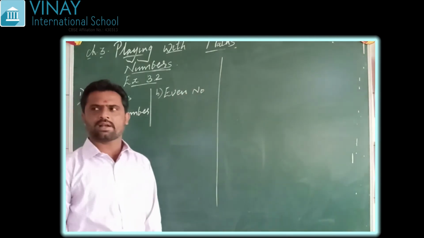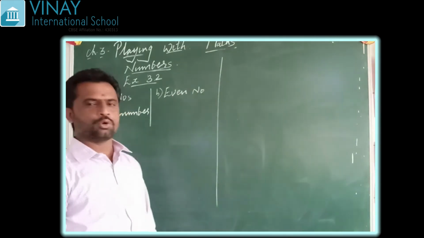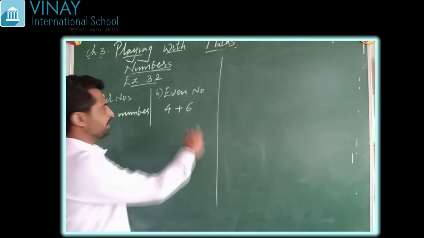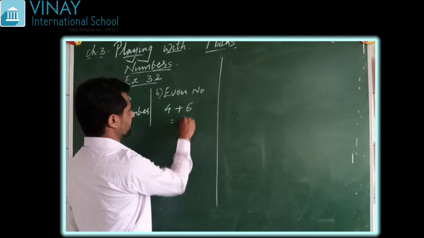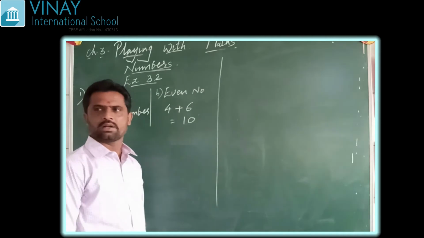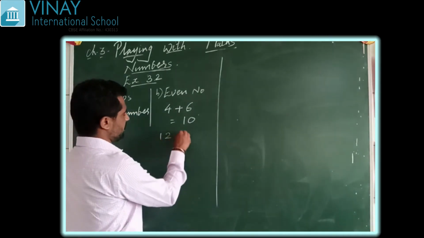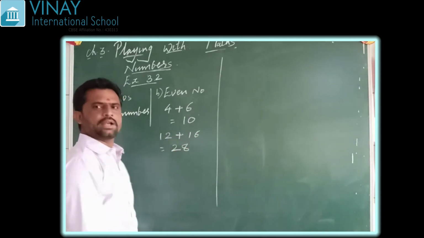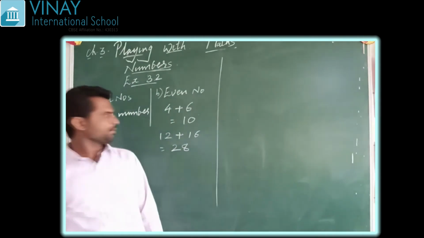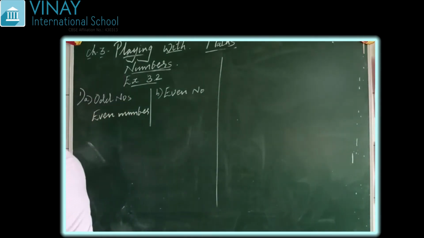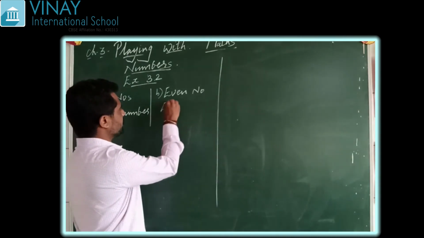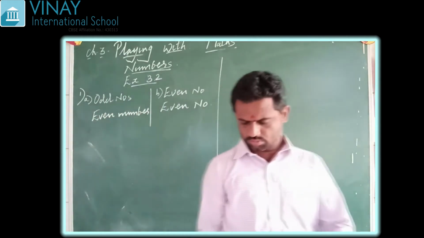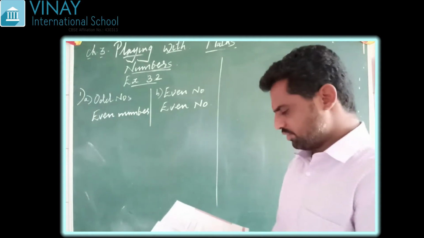Now, two even numbers. What will be the sum of two even numbers? Let us see. 4 plus 6. Here 4 is an even number, 6 is an even number. So 4 plus 6 is equal to 10, which is an even number. The same way, 12 plus 16 is 28. Again it is an even number. So the sum of two even numbers is an even number. Now, question number 2 is true or false, which you can do yourself.